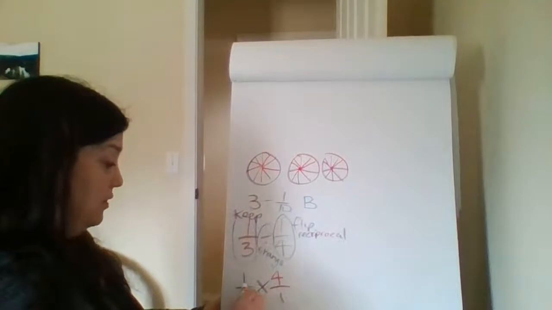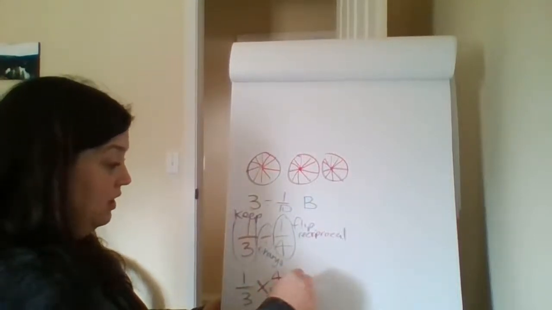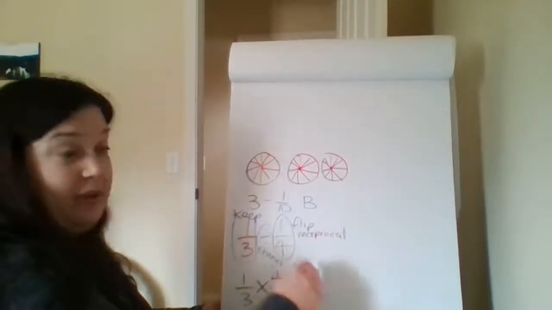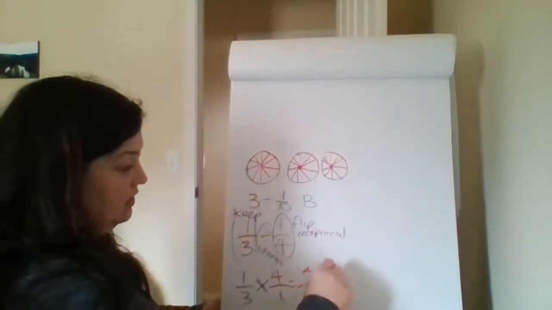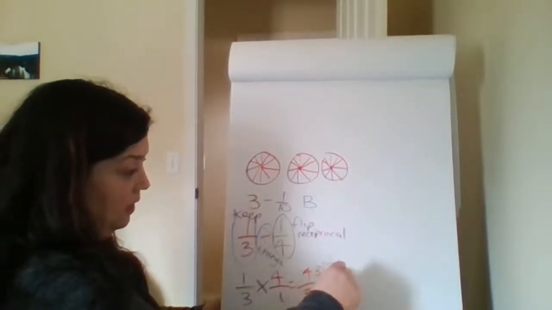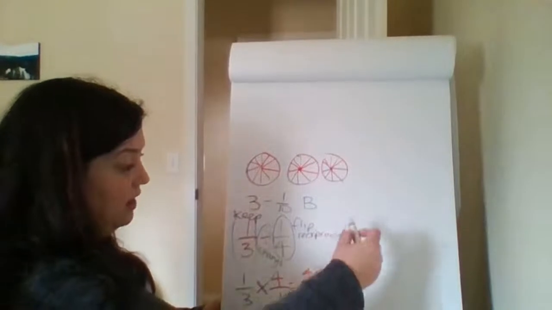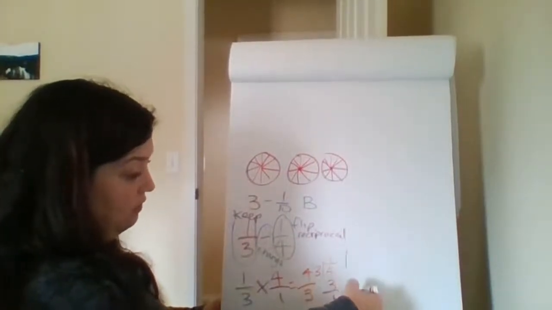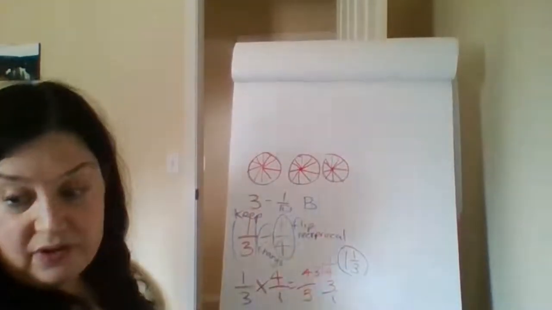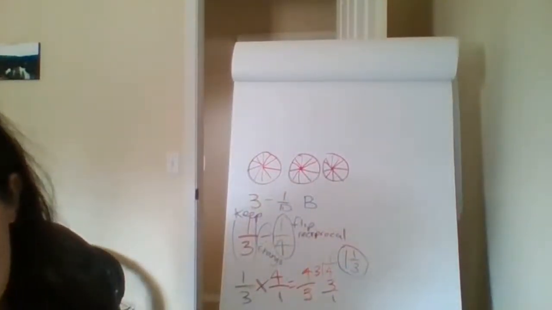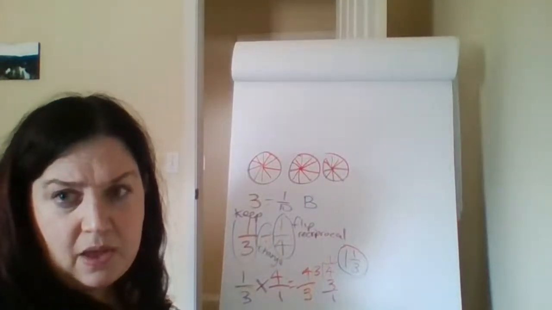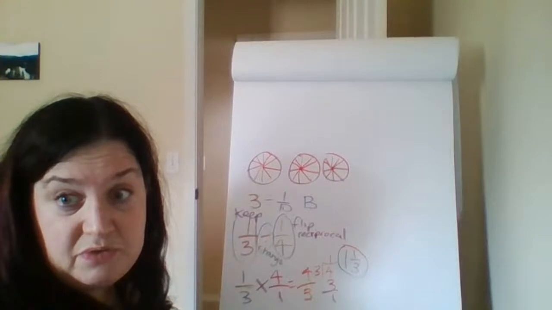Then we simply multiply. 1 times 4 is 4. 3 times 1 is 3. But we can't leave it as our improper fraction. So if we take 4 divided by 3, 1 times 3 is 3, remainder of 1. We have one whole number, and then we have 1/3. So our answer would be 1 1/3. Nope, we're going to do 14 next, and then we're going to do 15.